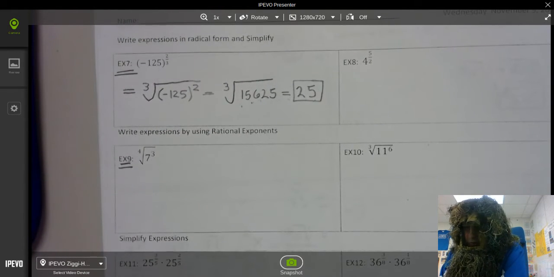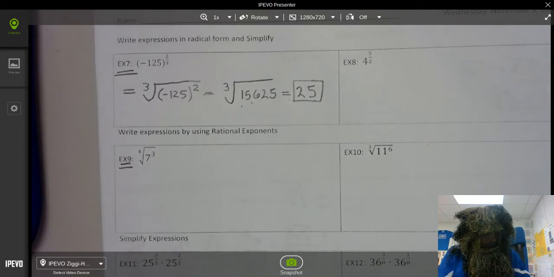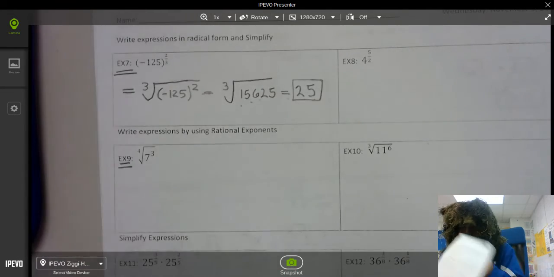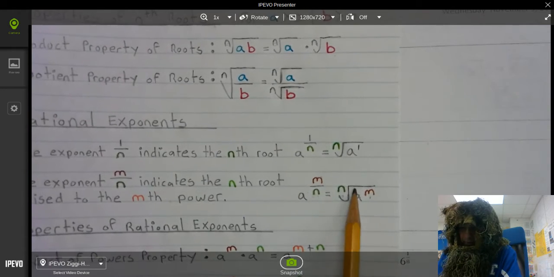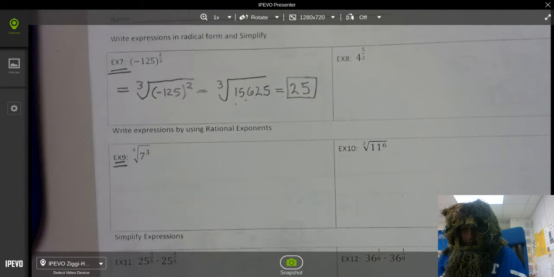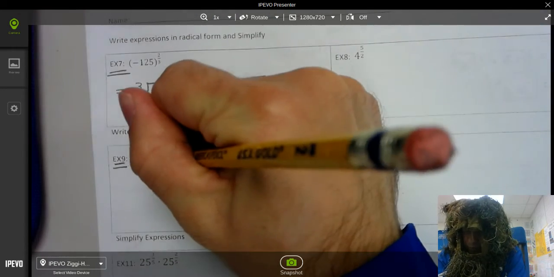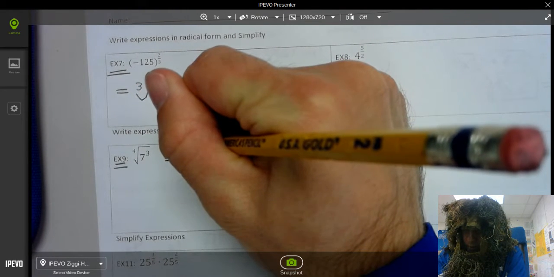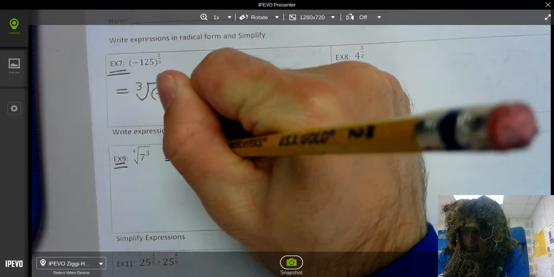All right, now example 9 says write expressions by using rational exponents. Okay, so to do example 9, again, we're using this rule, except we're going backwards. So we're going from this to this, okay? So we know that that's equal to 7 raised to the 3/4.